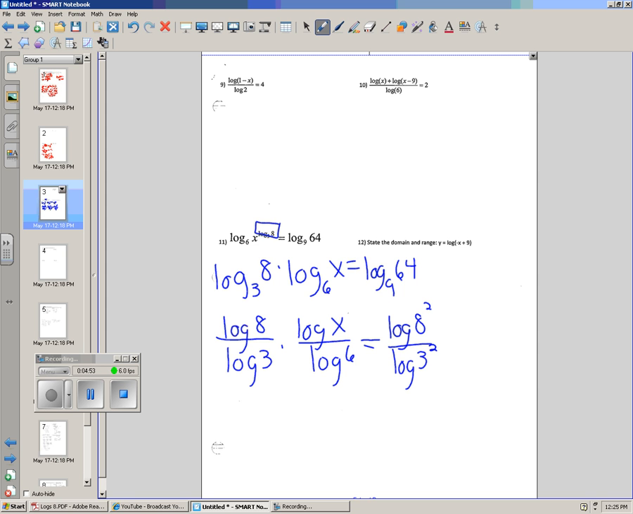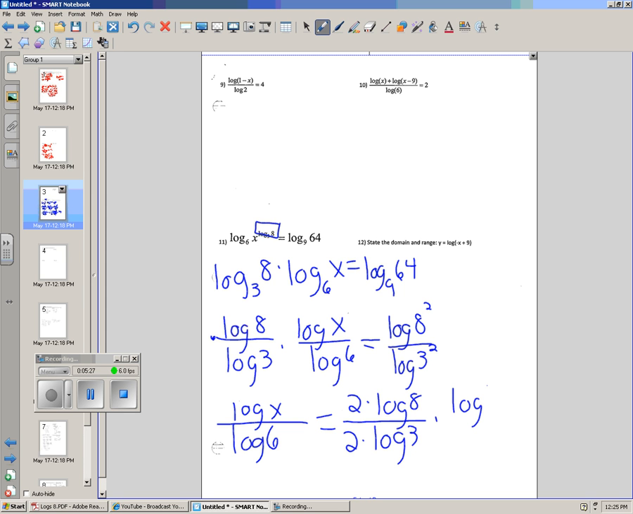Okay, now our goal is to get x by itself. So we want to cancel out multiplying by this fraction that's next to it. To cancel out multiplying by a fraction, you divide by it, which is the same as multiplying by its reciprocal. So on both sides, we're going to multiply by log 3 over log 8, and I'll write that. Okay, so on the right-hand side, we really have 2 log 8 over 2 log 3, and we're multiplying it by log 3 over log 8, which we got from the left-hand side.